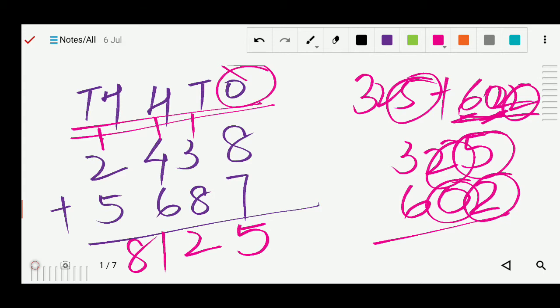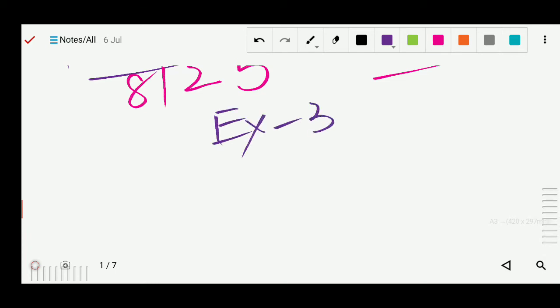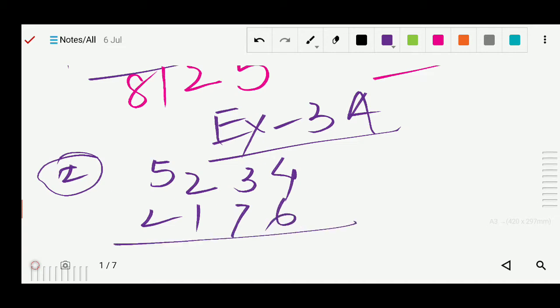I hope you understand how to write and add. Okay, so now we will solve some questions from your exercise 3a. Got it? So exercise 3a, we will now solve exercise 3a. Here is the first question, number 2, I am going to solve. Number 2: 5234 and 2176, and I want to add it.